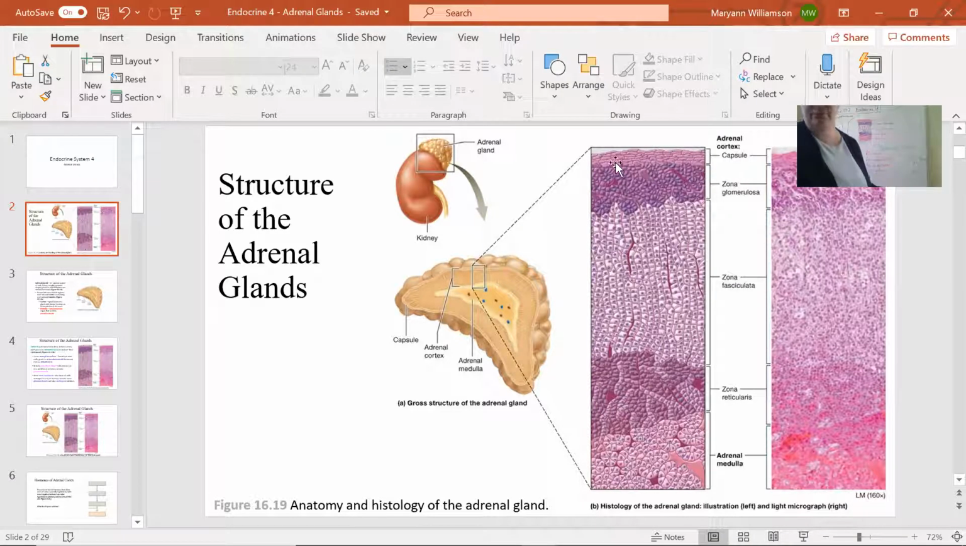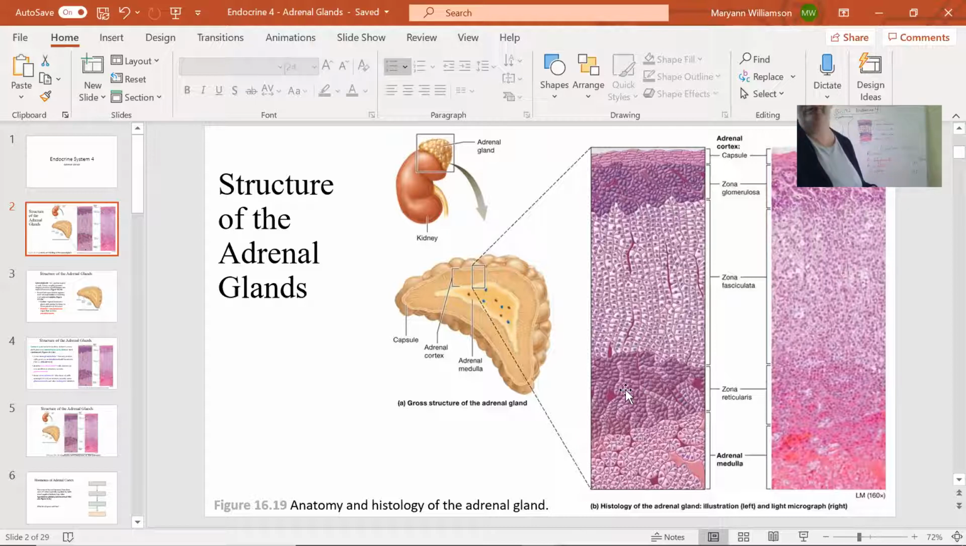We have the capsule, the zona glomerulosa. Glomerulosa is from the word glomerulus, which really means ball of yarn. So you may have heard of the glomerulus in the kidneys. This is different here, but they felt it looked like a ball of yarn. The zona fasciculata, do you remember in the spinal cord, funiculus meant ropes. So here, don't these look like ropes, cells in ropes? So fasciculata, zona fasciculata, rope-like cells.